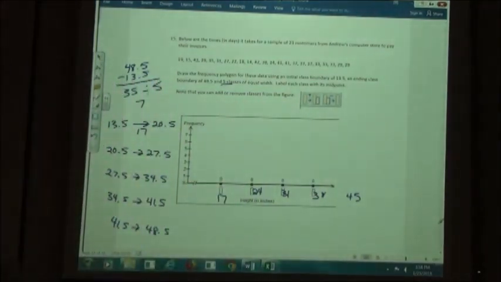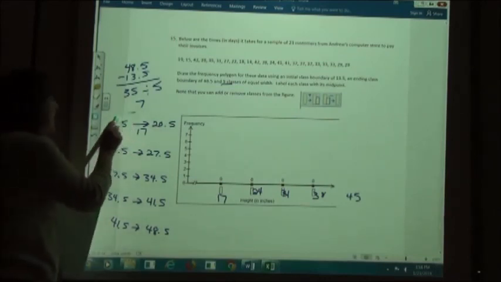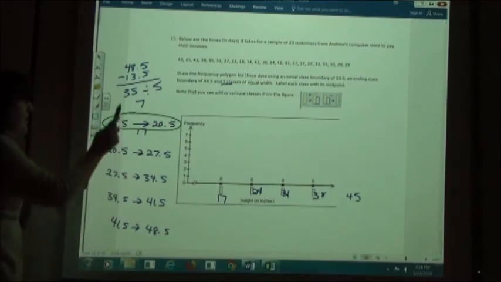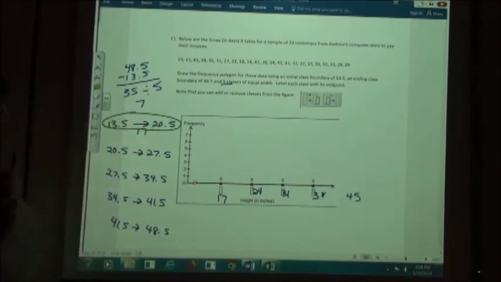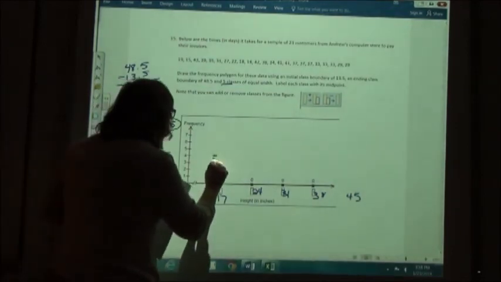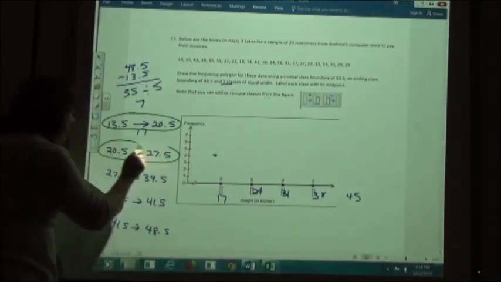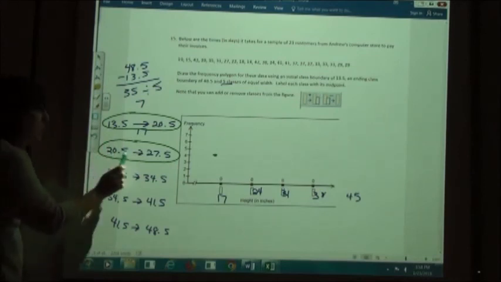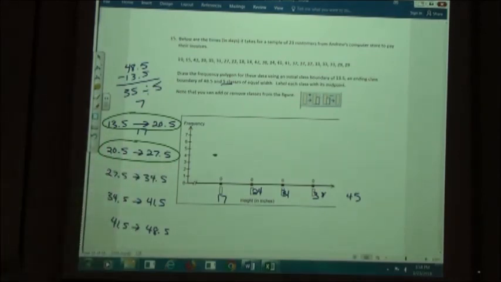All right, so now we have to figure out how many numbers are in each section. So, between 13.5 and 20.5, so from 14 to 20. How many numbers do we have between 14 and 20? 4. The next one, we're going between 21 and 27. 2.